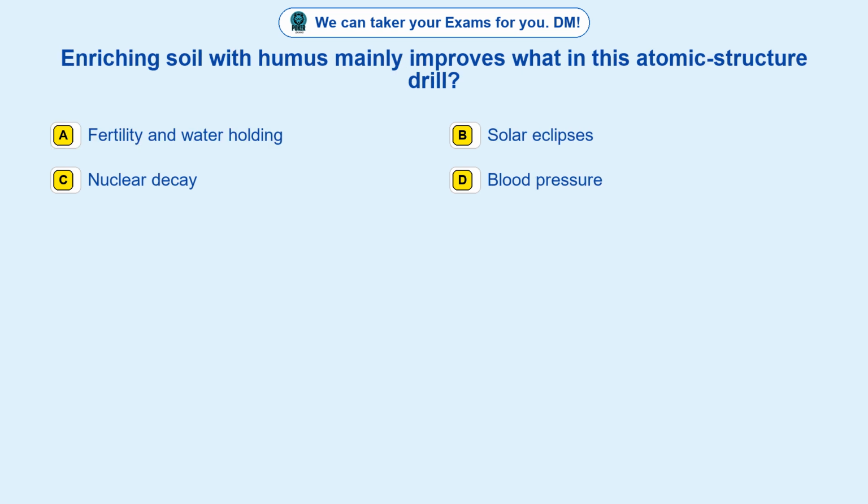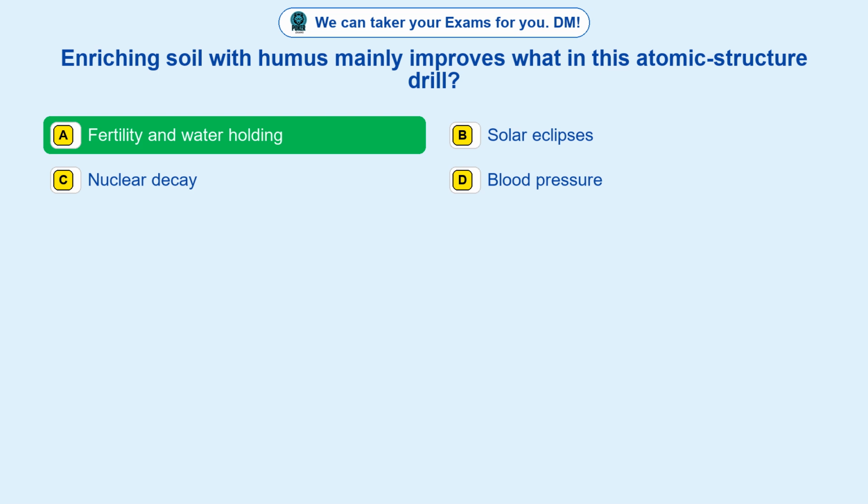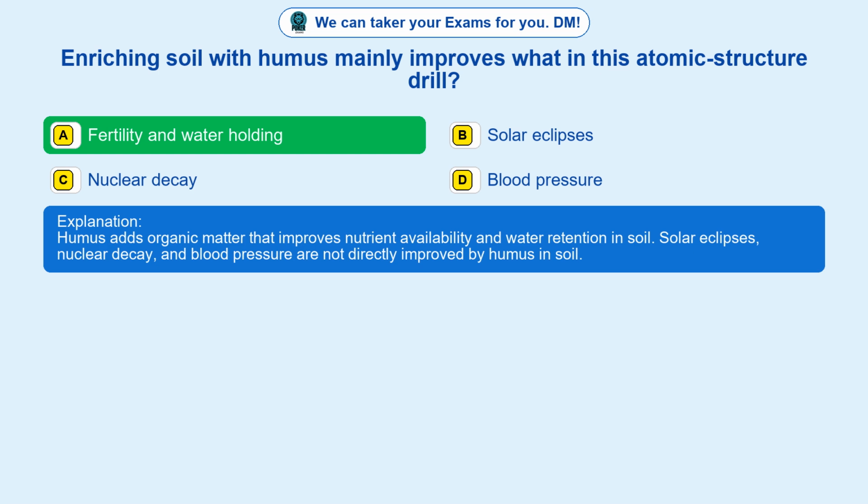Question 96. Enriching soil with humus mainly improves what in this atomic structure drill? Option A, fertility and water holding. Option B, solar eclipses. Option C, nuclear decay. Option D, blood pressure. The correct answer is option A. Fertility and water holding. Humus adds organic matter that improves nutrient availability and water retention in soil. Solar eclipses, nuclear decay, and blood pressure are not directly improved by humus in soil.